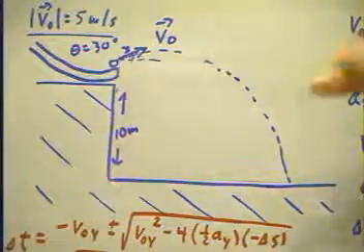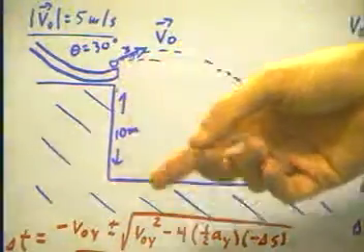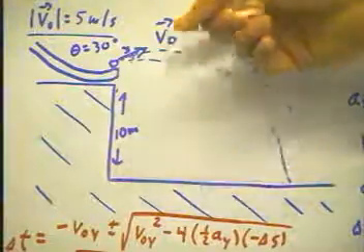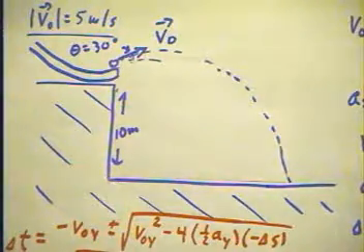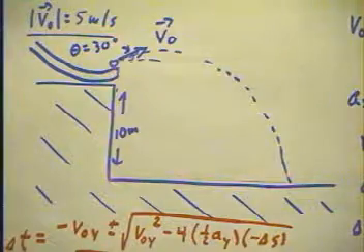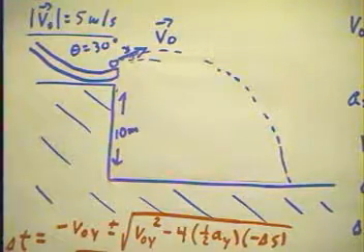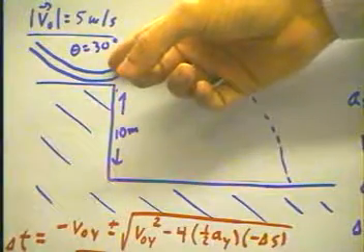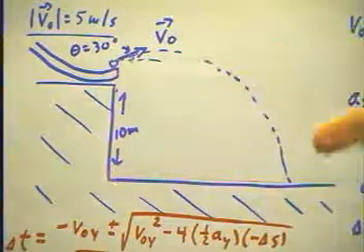Now there are other ways an object could attain a 5 meter per second velocity at a 30-degree angle. It could be thrown, it could be shot out of a gun. It doesn't matter how the object gets that velocity. What we're interested in is the motion of the object between the instant it leaves the ramp and the instant it strikes the ground.